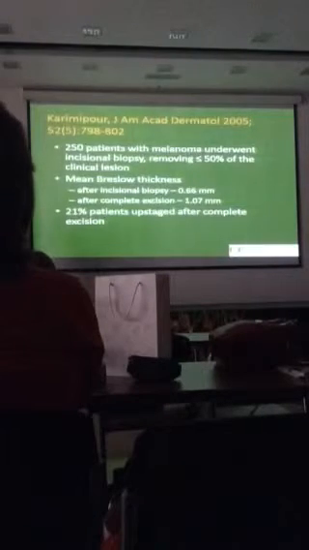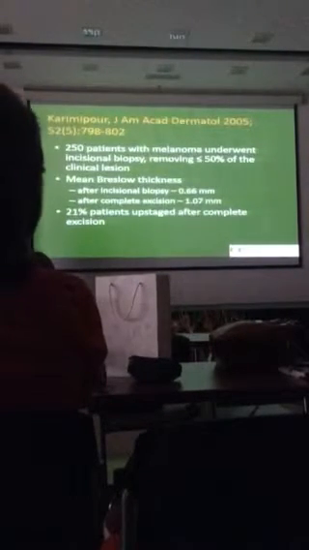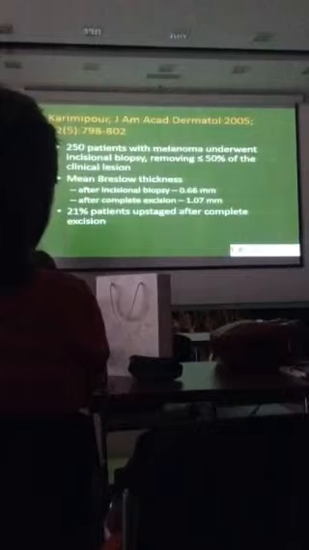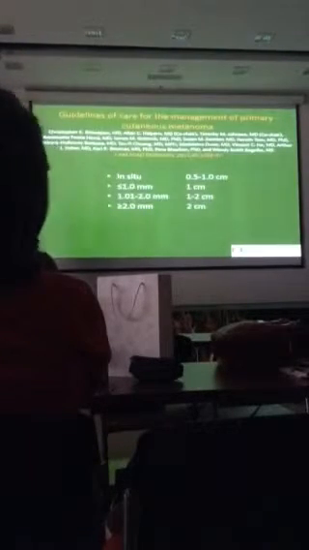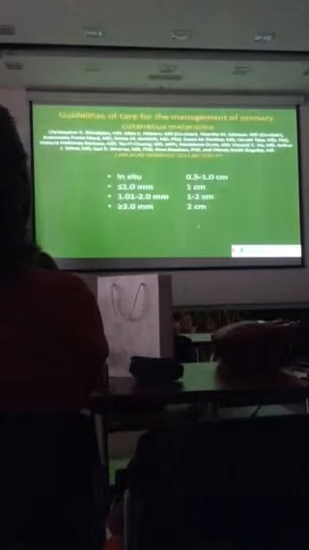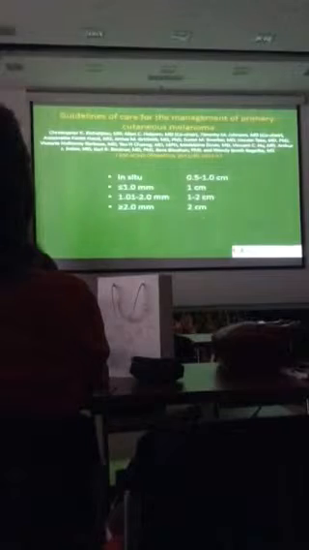So really about 21% end up being upstaged. So to the extent that you can get the whole thing off initially, try to get it off. Margins were reviewed earlier. This is kind of how we tend to think with in situ at 0.5 and the thicker tumors at 2 centimeters.